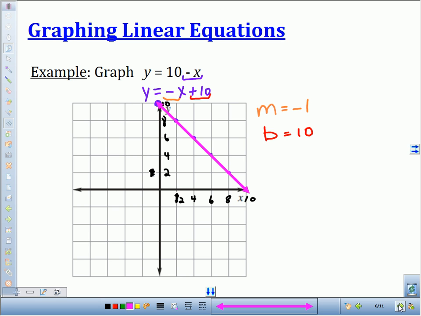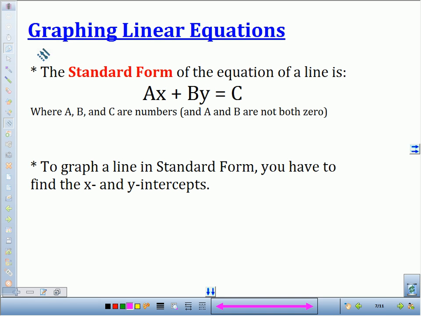Now, the next thing we're going to need to do is graph something that is in standard form. Standard form is different from slope-intercept form, and it looks like this. Ax plus By equals C. A, B, and C are all numbers, and A and B are not both 0. One could be 0, the other one could be 0, but they both cannot be 0. It doesn't matter what numbers A, B, and C are, and we're going to switch them out. Sometimes these will be A, B, and C, sometimes something else will be A, B, and C. The quickest and easiest way to graph a line in standard form is to find the x and y intercepts.